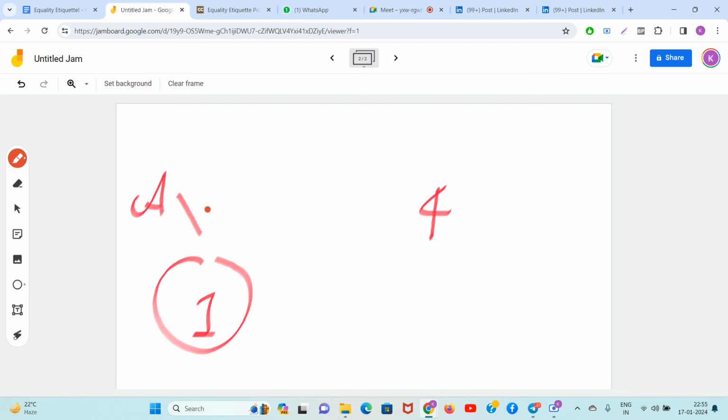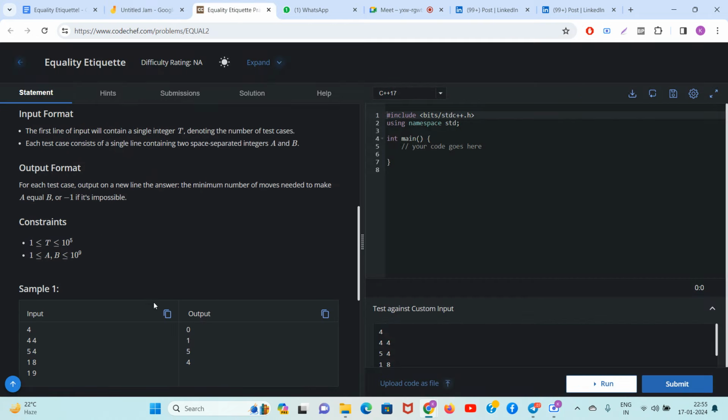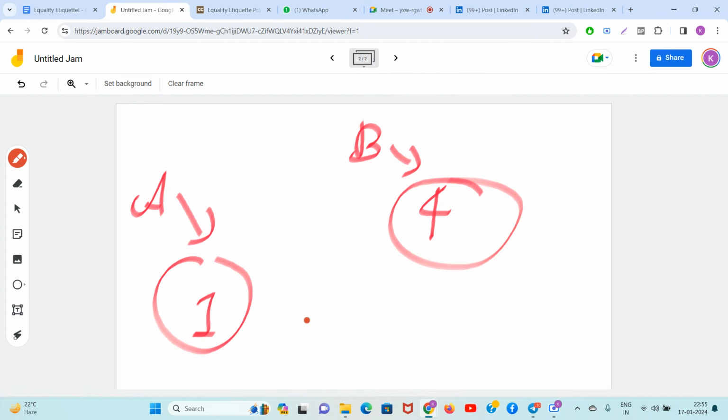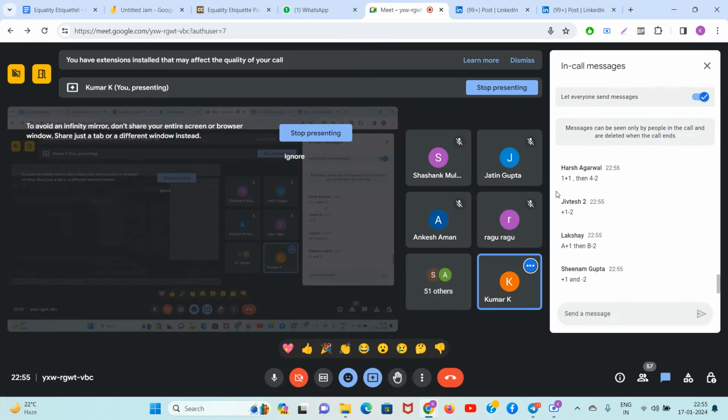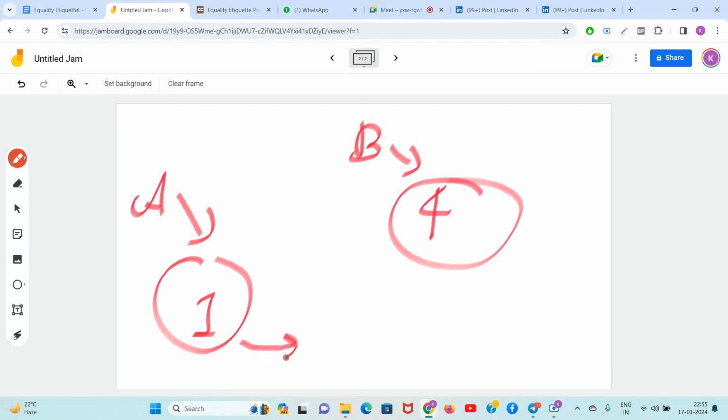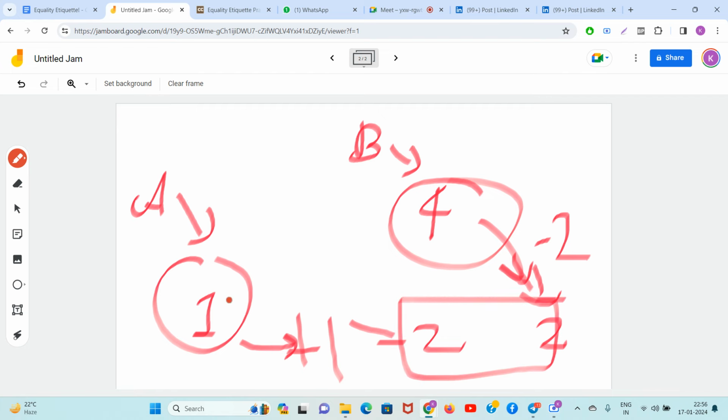Let's say your A is 1 and your B is 4. How can you make A equal to B? The operations can be very complicated as shown here. You never know where you should be doing plus 1, where you should be doing minus 2, where you should be doing plus 3. There is no idea about that. How can you make A equal to B? Use your own brain. This is not easy, actually. What can you do, guys? Plus 1, minus 2. Yes, you will do plus 1 here and minus 2 here, so this will become 2 and this will also become 2. So in two operations, you are able to make both of these equal.